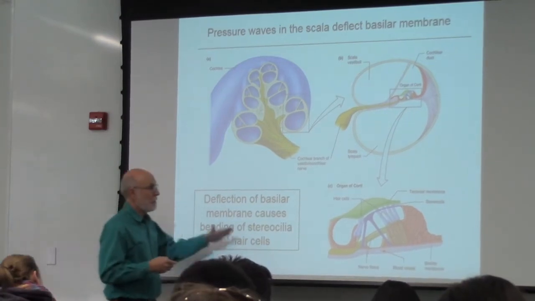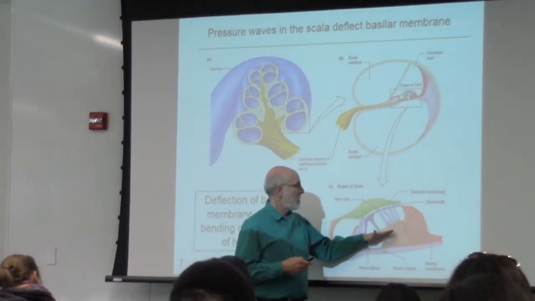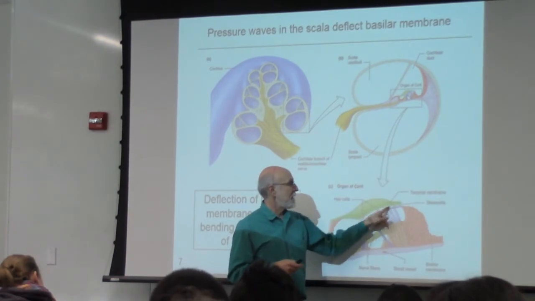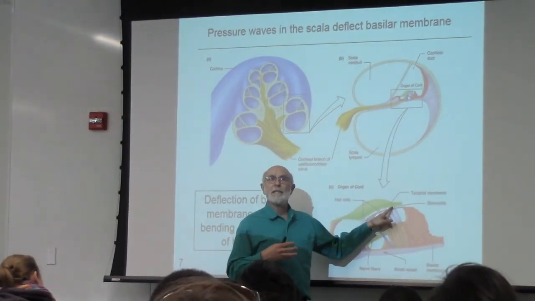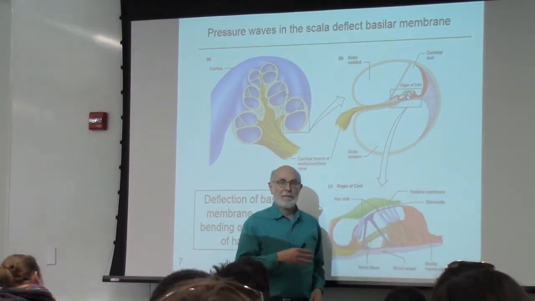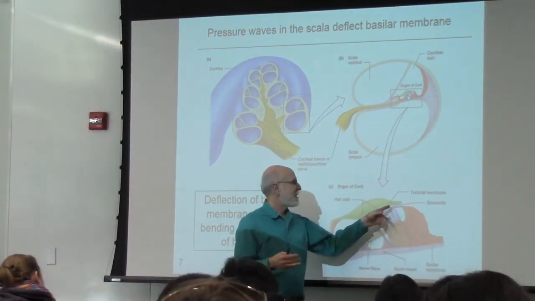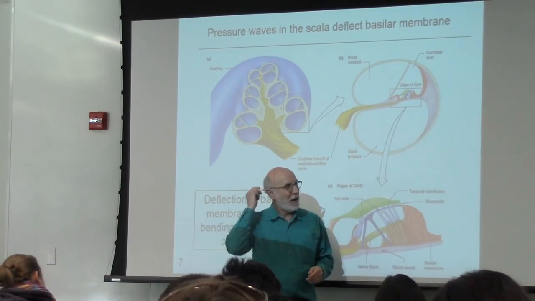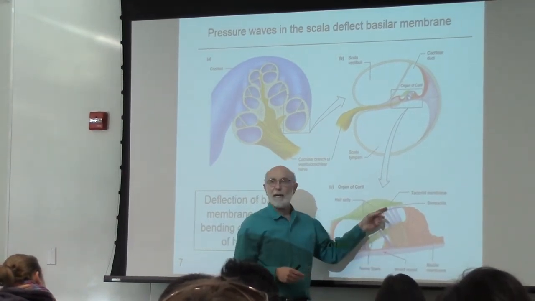Deflection movement of the basilar membrane causes bending of the stereocilia, which the video called hairs. They are called hair cells, but this is not hair. These are stereocilia.